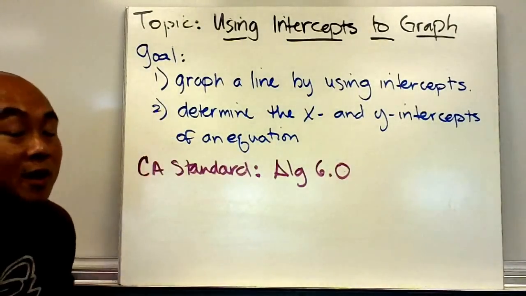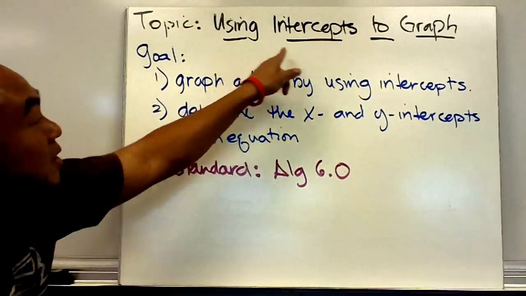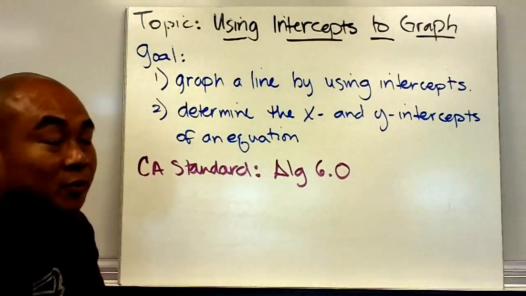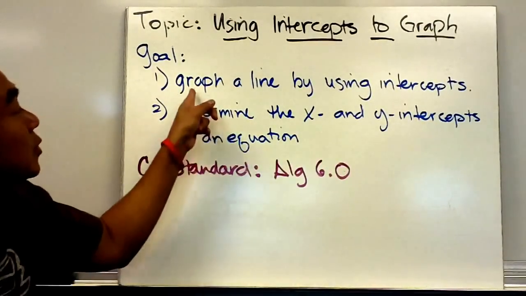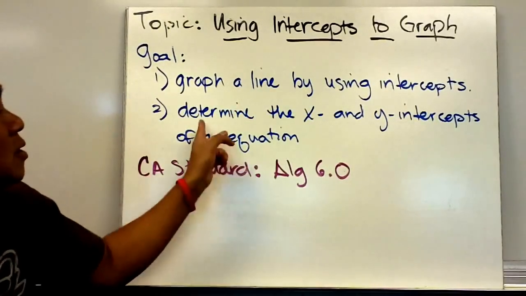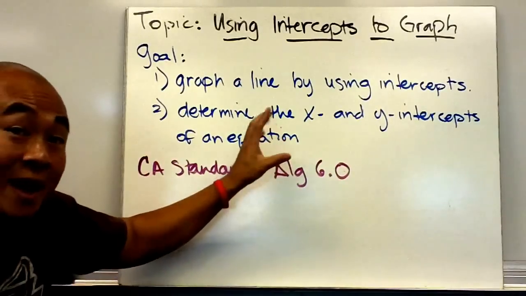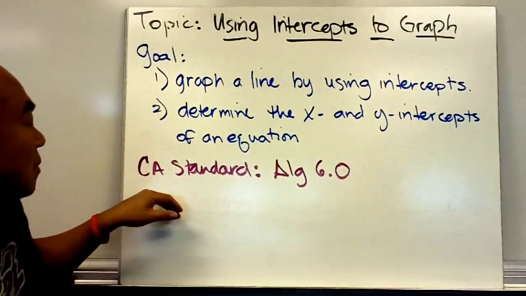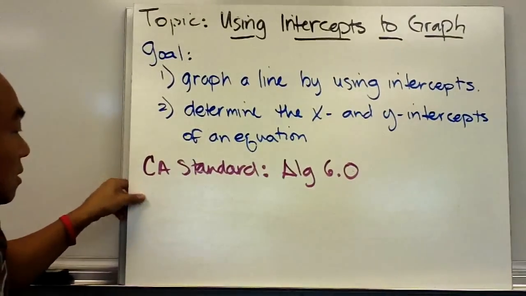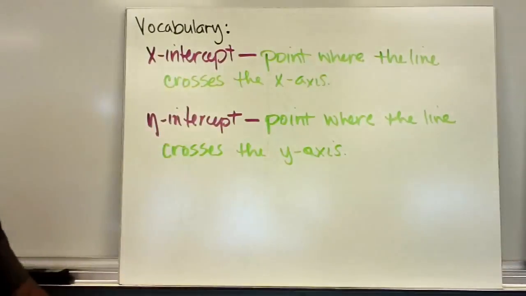Hi, Mr. Ko here, and today's topic is using intercepts to graph, and we've got two goals to go through. The first goal is we're going to graph a line by using just the intercepts, and then we're going to determine the x and y intercepts of an equation, and then we're going to use that to graph. So the California standards we're going to hit today is Algebra Standard 6.0, and we've got two vocabulary words that we need to work on.